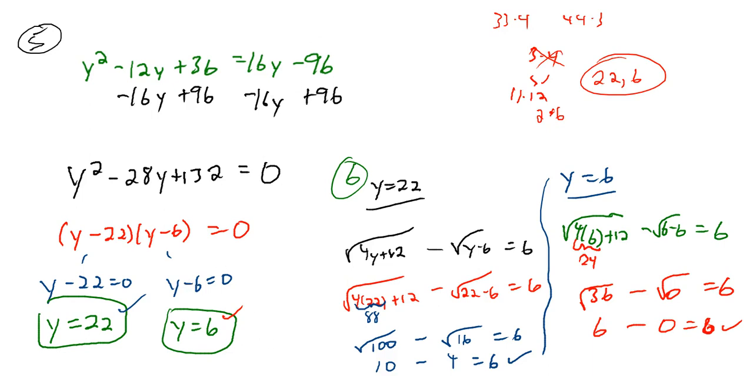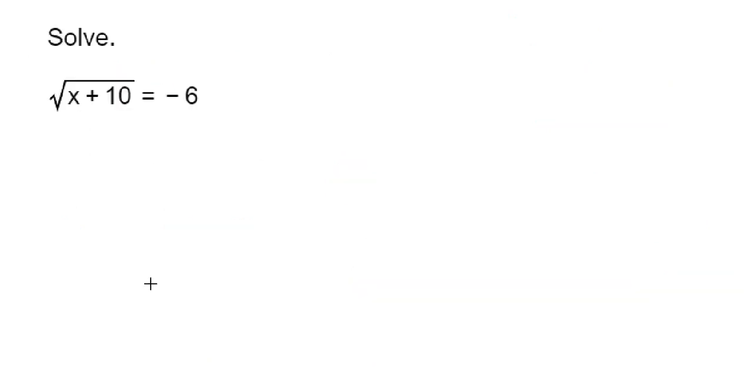All right, let's take a look at another example. So here we have the square root of x plus 10 equals negative 6. So this one actually is a really quick problem if you recognize something that I'm about to tell you about here. Whenever you take the square root of a number, let's say like 25, the square root of 25 is 5. The square root of 49 is 7.